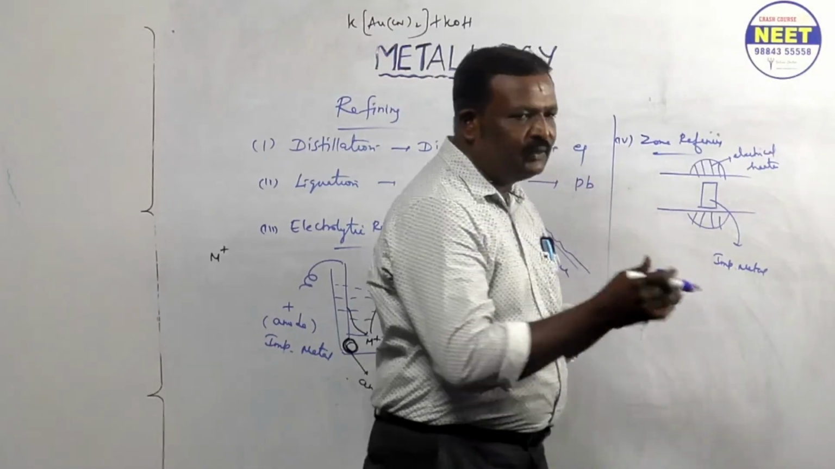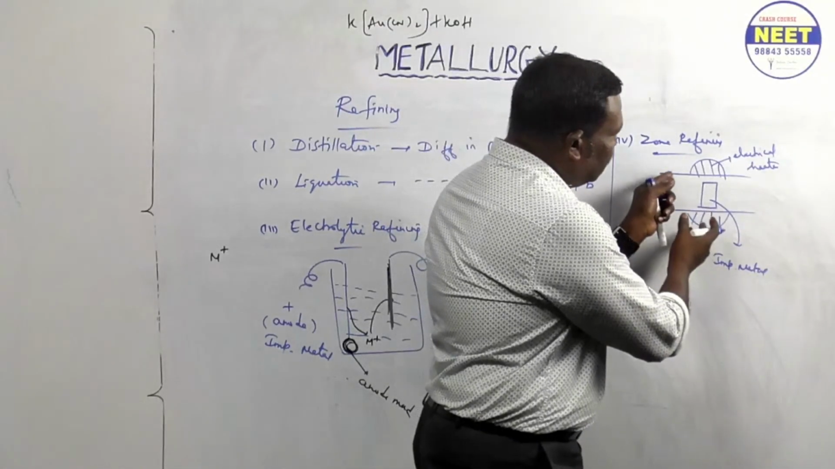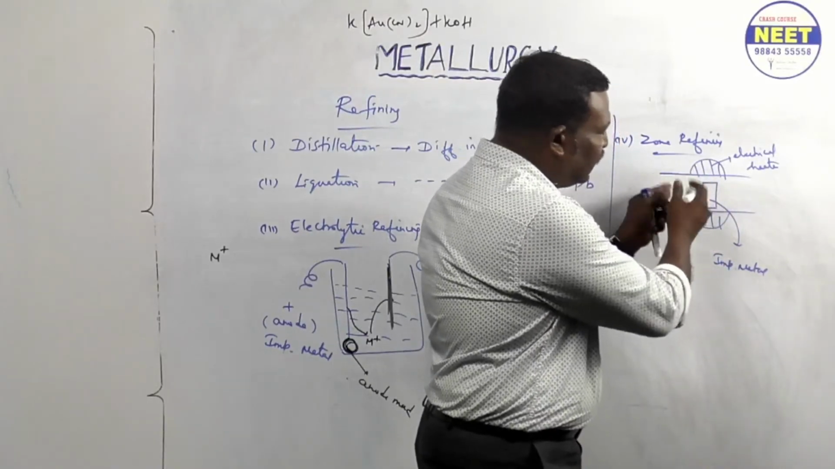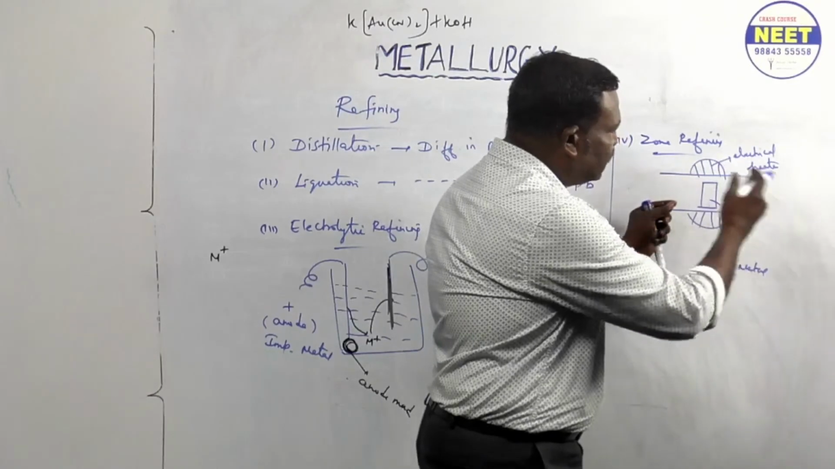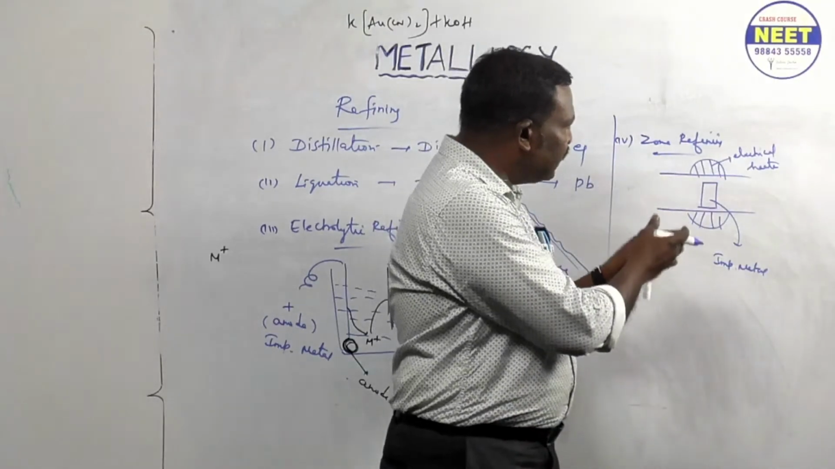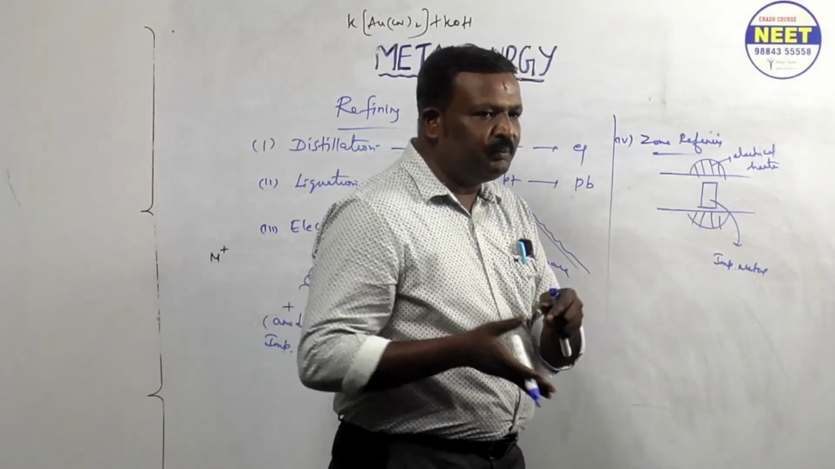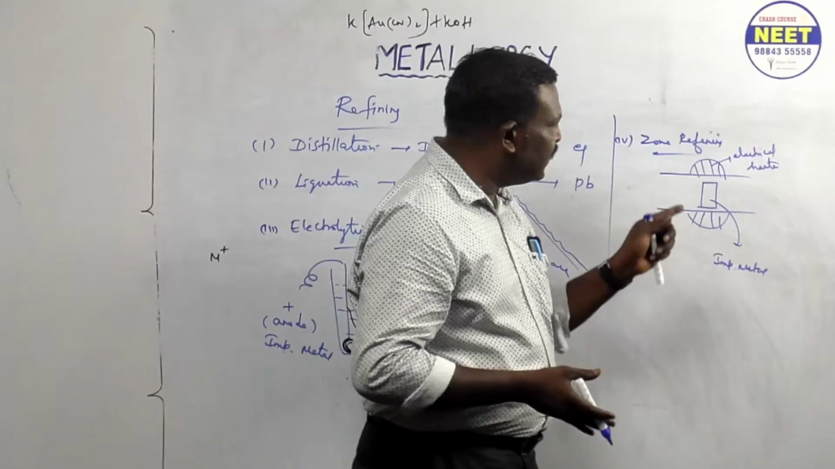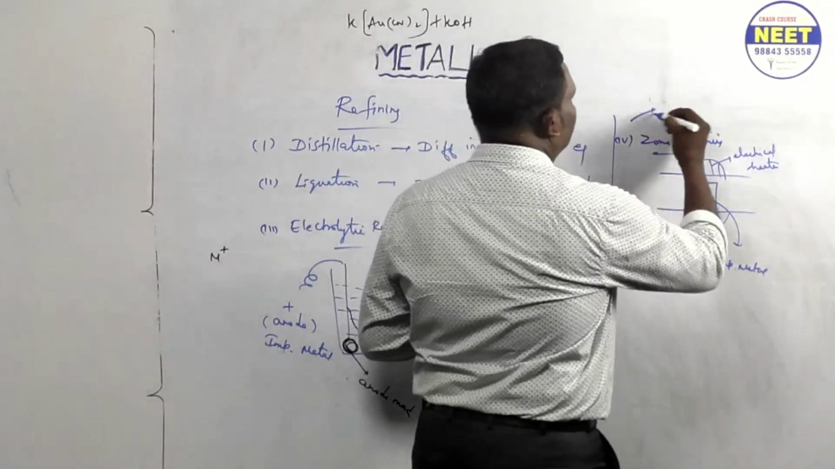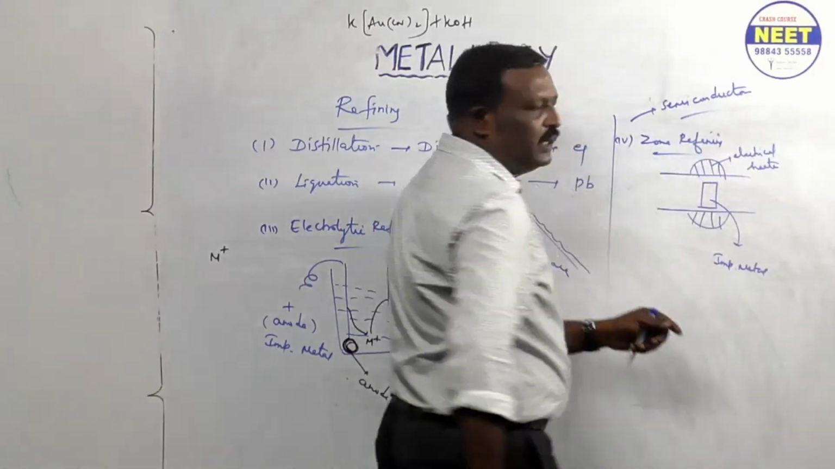But it does not happen within one step. Slowly it will collect. If the heater goes along, the impurities are settled down here only. The metals are melted, crystallized and collected on one side. That is why it is called zone refining. If you want very pure, 99%, mostly we use semiconductors. Semiconductors can be refined by this method.